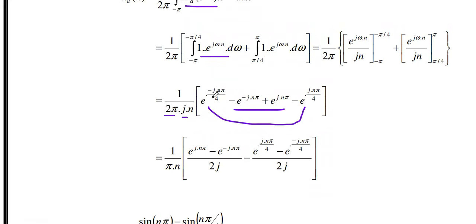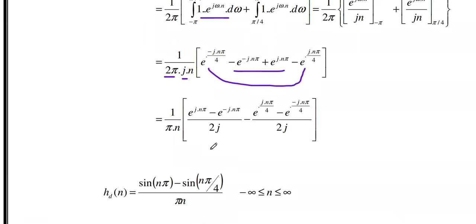And if you are combining this first and last term, taking minus as common, e power j n pi by 4 minus e power minus j n pi by 4 divided by 2j. Okay, so you see, you already know what this is. This is in the structure of sine theta: e power j theta minus e power minus j theta divided by 2j. It is called sine theta.